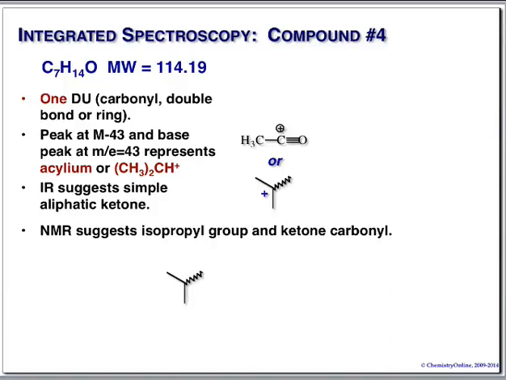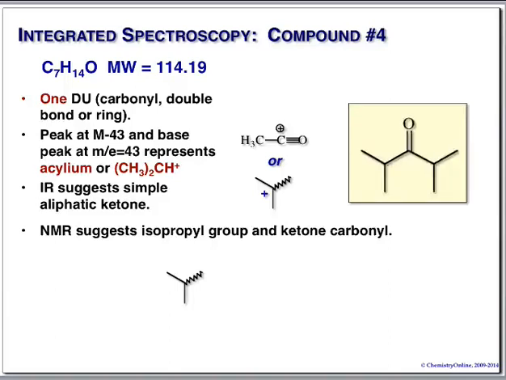So, we know we have a ketone. So start off with a ketone. We are then missing 6 carbons, and they're all the same. We have 2 isopropyl groups bonded to our carbonyl. All we see is isopropyl because they're identical. And of course, our ketone carbonyl.